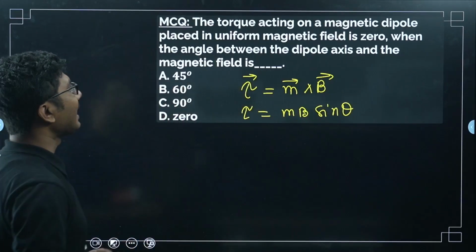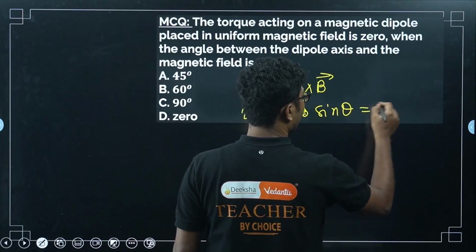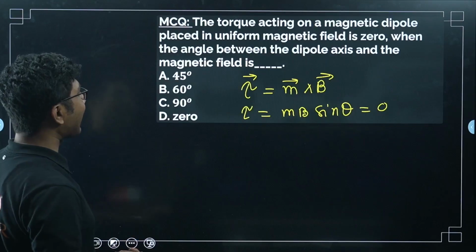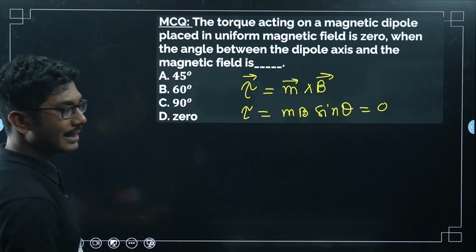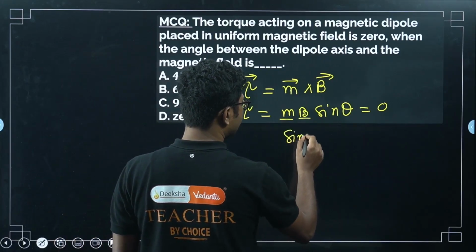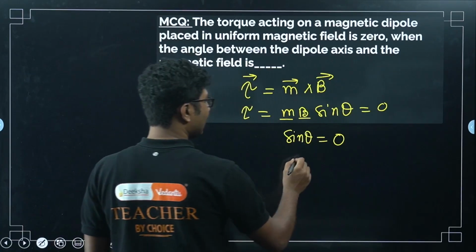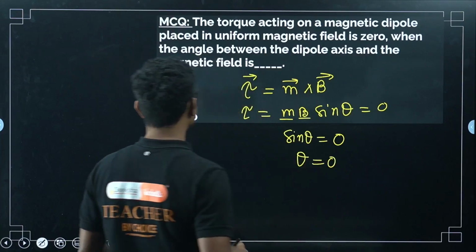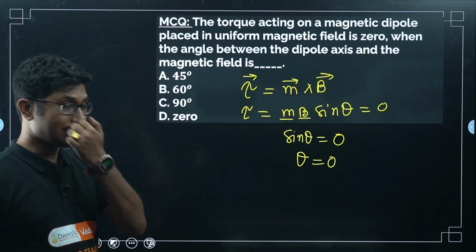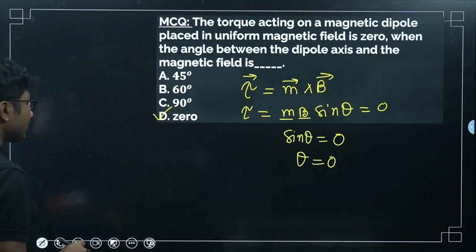Now it is mentioned that the torque acting on the dipole is 0. So M cannot be 0, B cannot be 0. The only thing that can be 0 is sin theta. So if the angle between them is theta equals 0 degrees, only then is it possible that the torque is 0, because sin theta is 0 only when theta is 0. So the correct option is option D. This is also a previous KCET question.